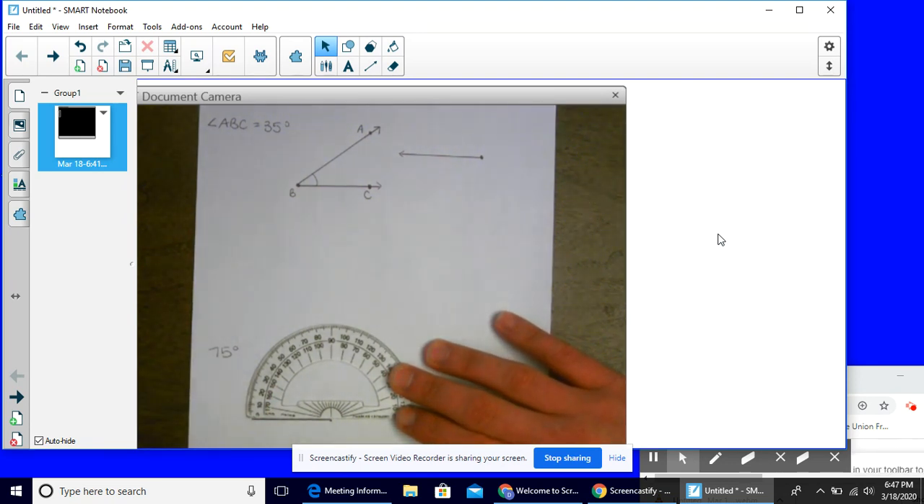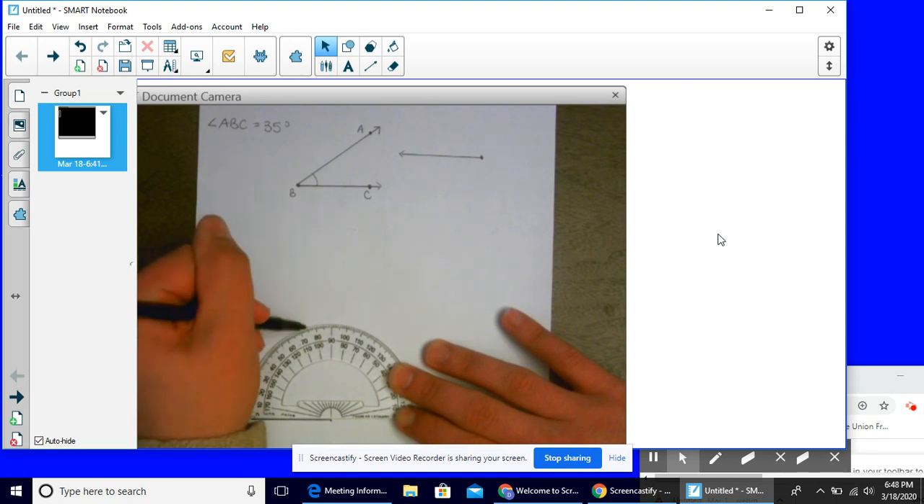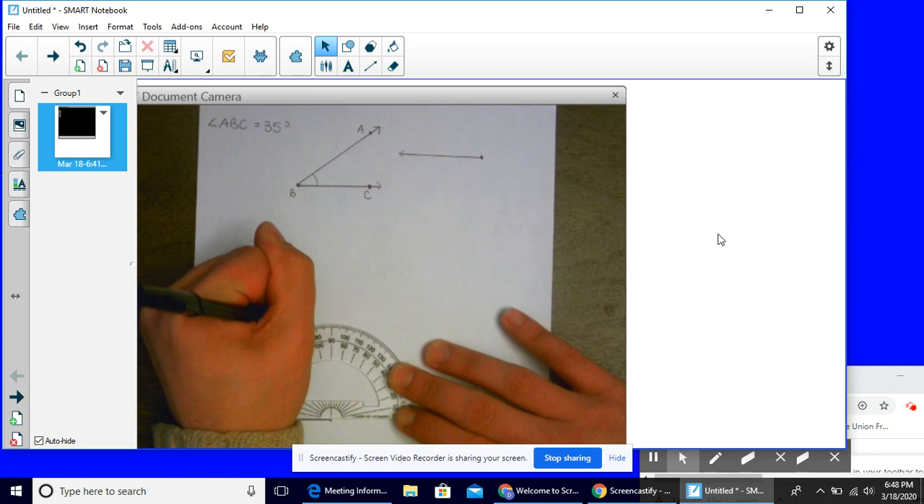So I drew my bottom ray. It's going to the left. I left my stinky socks outside. So that means I'm using my outer scale. I'm starting here and I'm counting up to 75. Boom, there it is. Draw a dot out there.